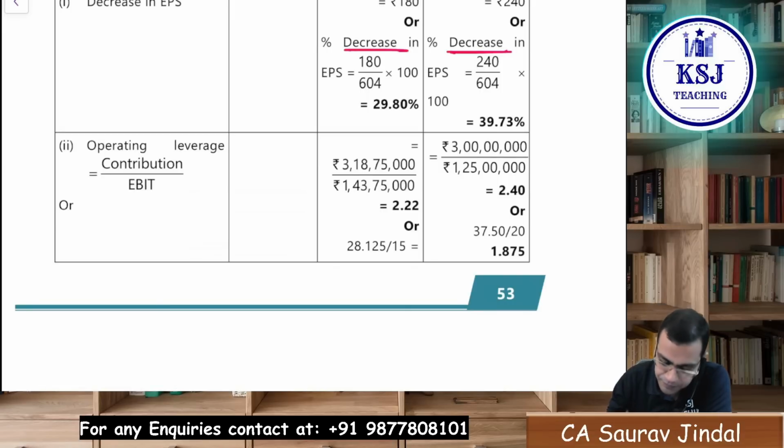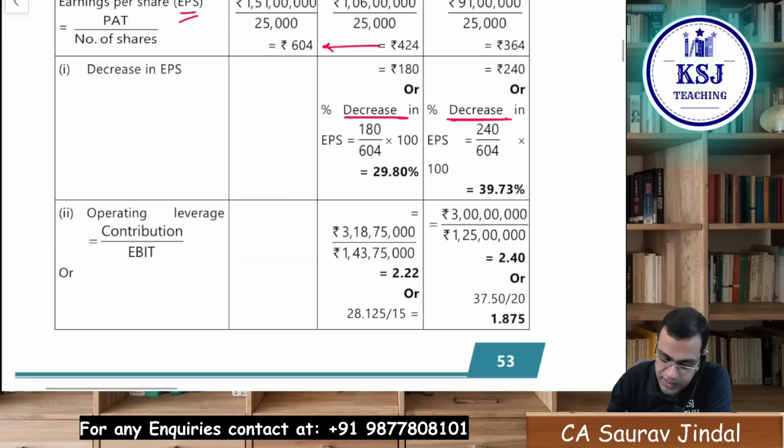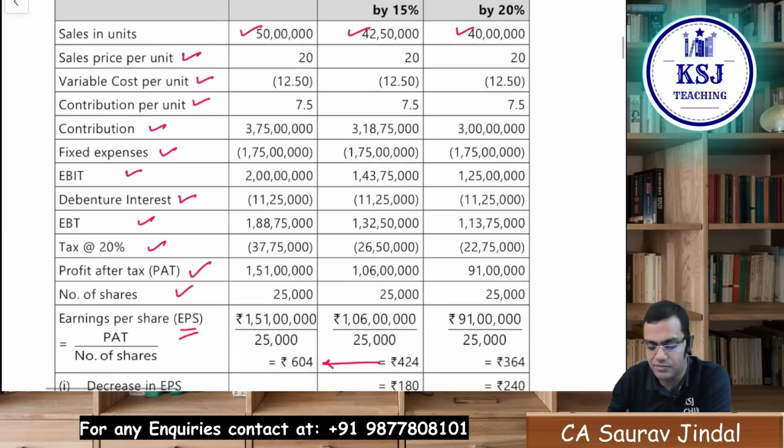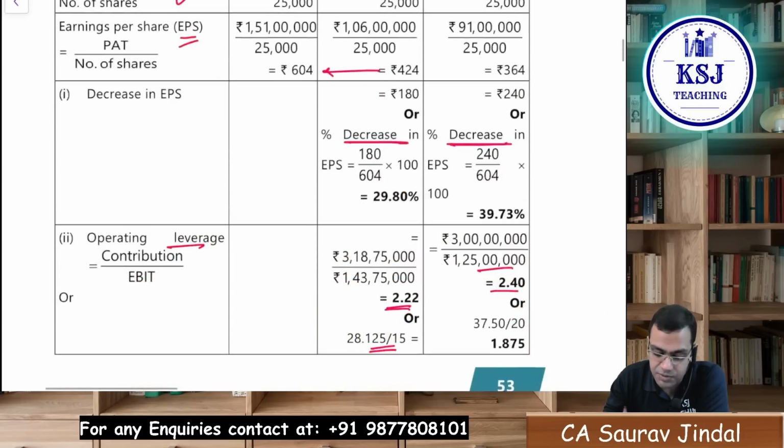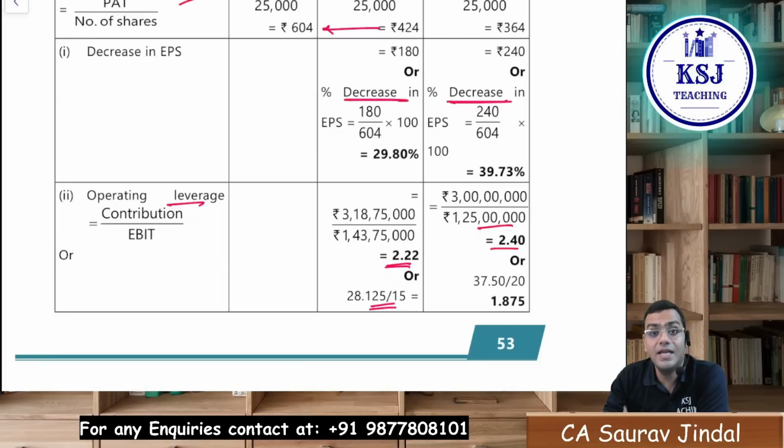Clear? Fine, sir. Then you have to calculate what is the operating leverage at both the levels, right? And the financial leverage at both the levels. Simple, sir. Prepare the income statement incorporating the decline in the sales. There is nothing difficult. Selling price is not going to change. Variable cost per unit is not going to change. Contribution per unit is going to remain same, right? So fixed expenses are going to remain same at any levels. You just have to prepare the statement, find out what is the decrease in the EPS. You have to calculate it in rupee terms also and in percentage also.